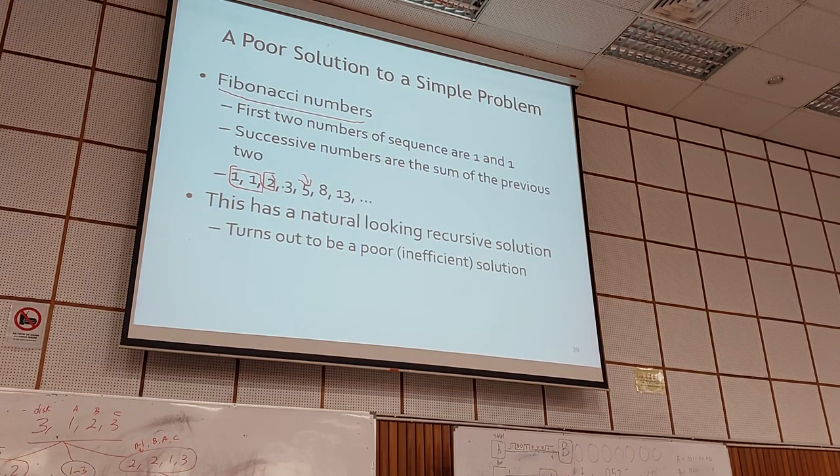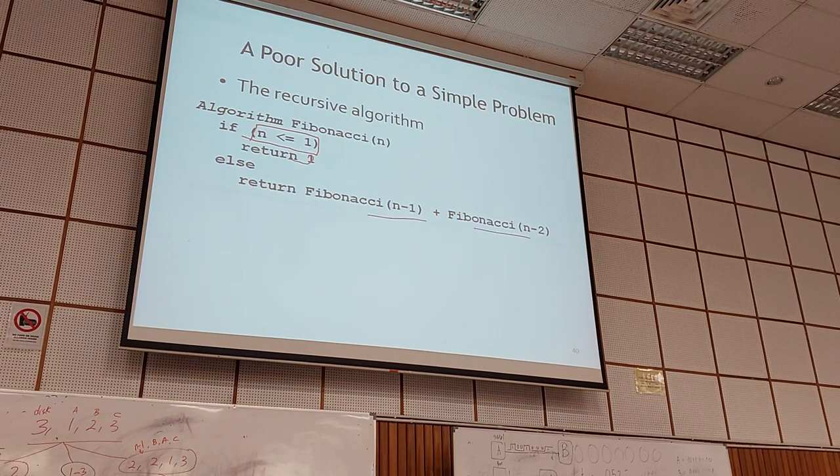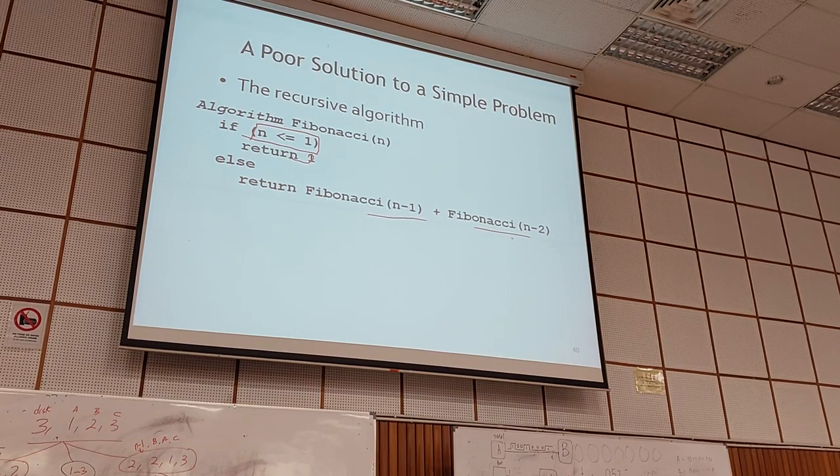So can we do this with the recursive method? Do you think it will be easier? Easy one. Take the two previous numbers, add them up, only one. Supposedly easy, right? Okay, now the problem. So when n is less than or equal to 1, then we return 1. Oh, very good. Okay, so we do this. Two previous numbers we add up in order to get the successive number. Is that correct? Okay, yes or no?